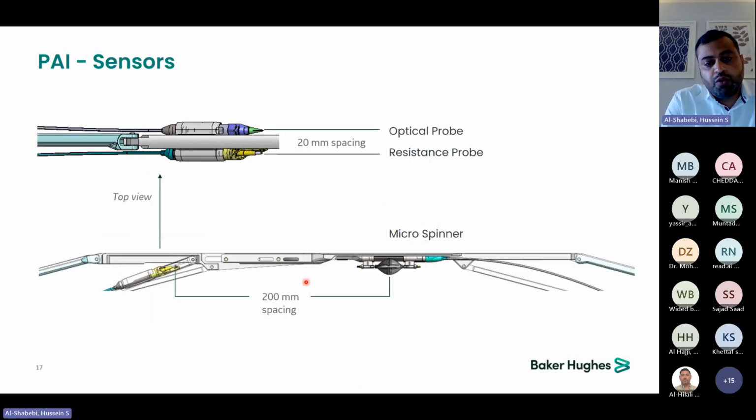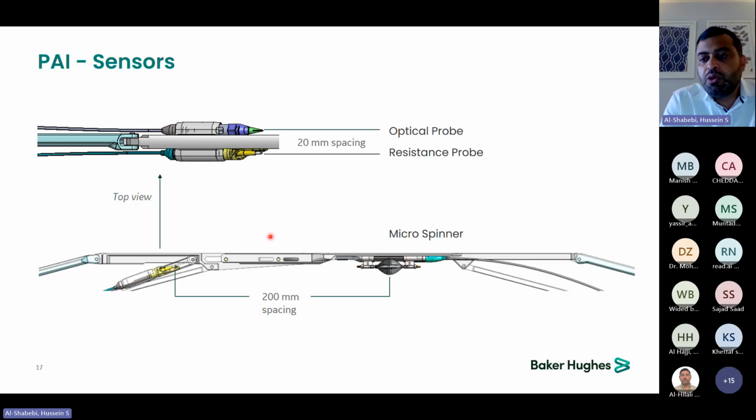This is also the view of the sensors, how close they are to each other. You can see the optical sensor and the resistance sensors are opposite to each other, and they are at the same depth in the horizontal section. The difference between them is only 20 millimeter. Between the mid of the spinners and the tip of the optical and resistance sensors, it is around 200 millimeter.